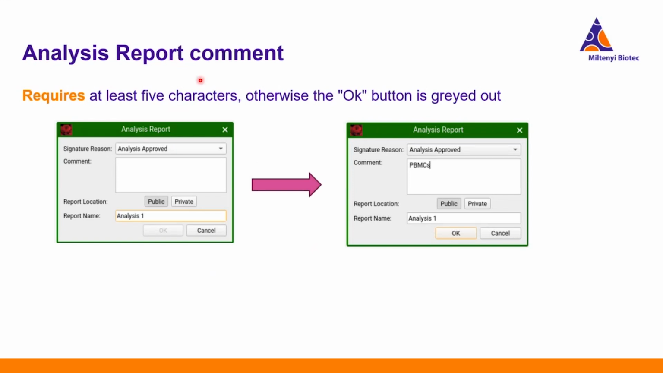If you create an analysis report, you can give, or you need to select, a signature reason, and then this comment now requires at least 5 characters. So you have to write something in, otherwise the OK button is grayed out. This is something you have to know. So you need to put some comment in.